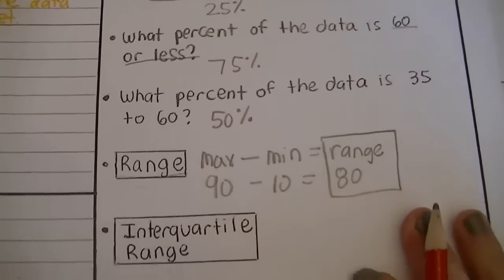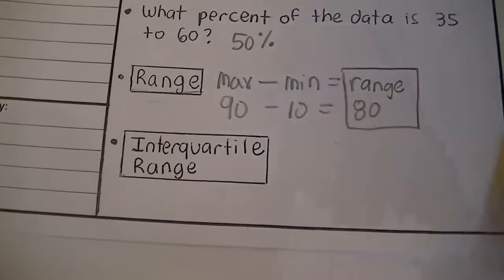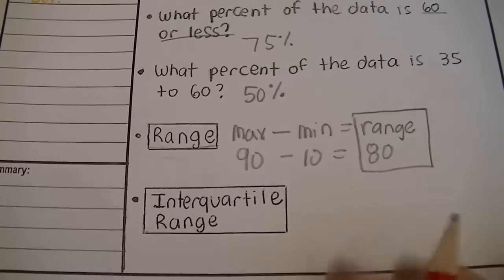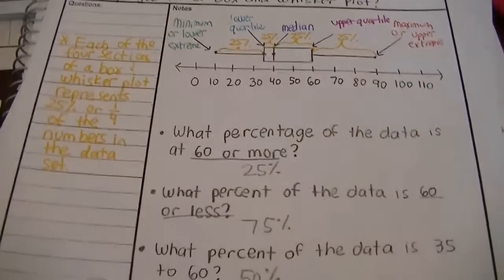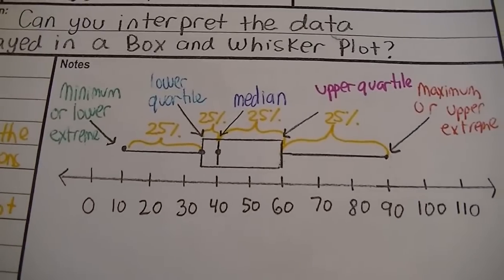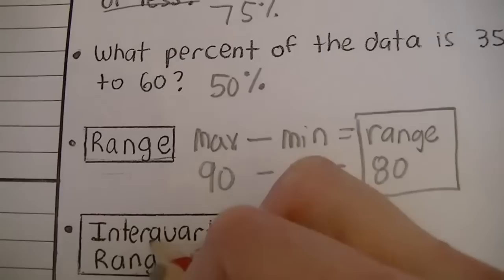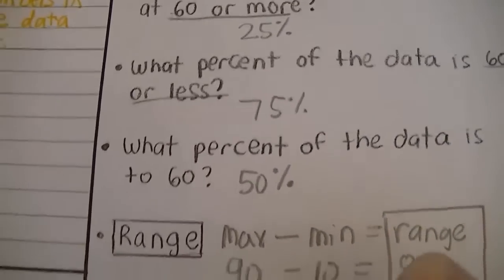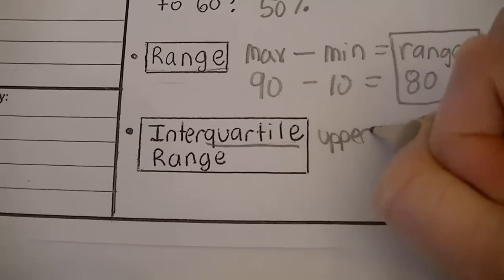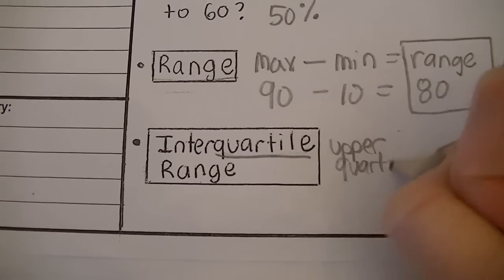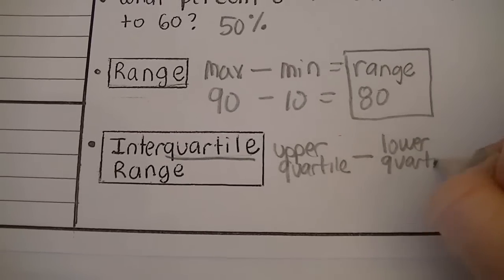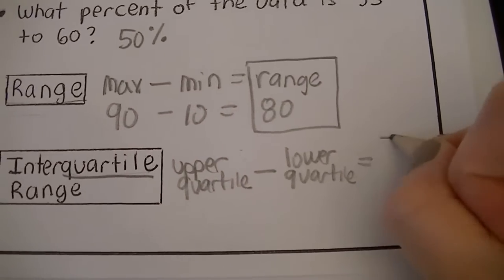Okay. The next one is maybe a word you're not familiar with, and it's interquartile range. So I want you to take a second and think about what the heck is an interquartile range. We already found the range, which was the highest minus the lowest. So the interquartile range. Look at those words. Your key word right here is quartile. Okay? So to find the interquartile range, you would take your upper quartile, subtract your lower quartile to find the interquartile range.